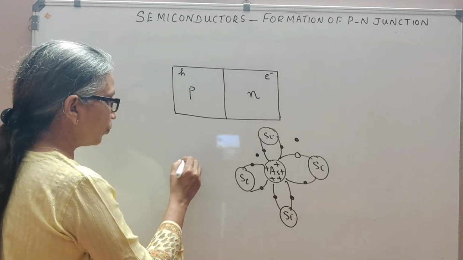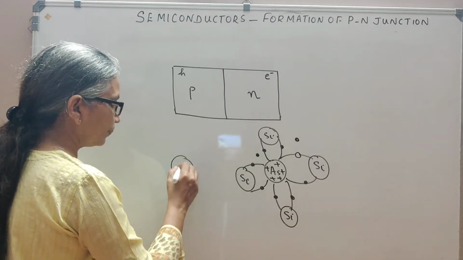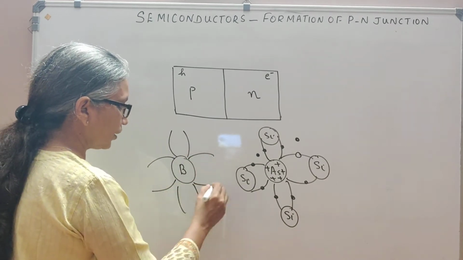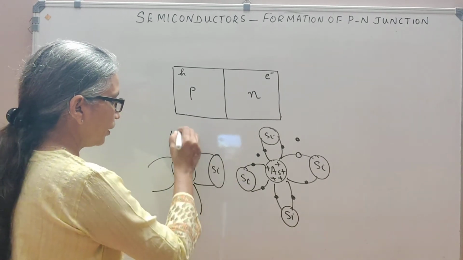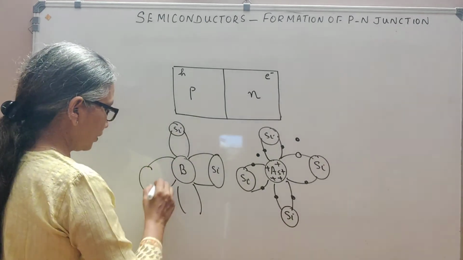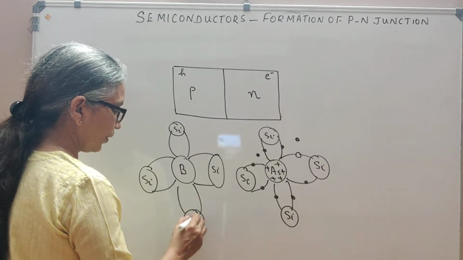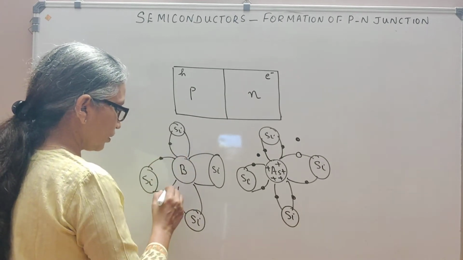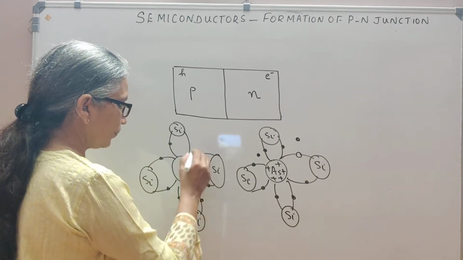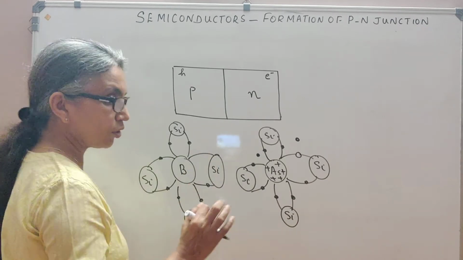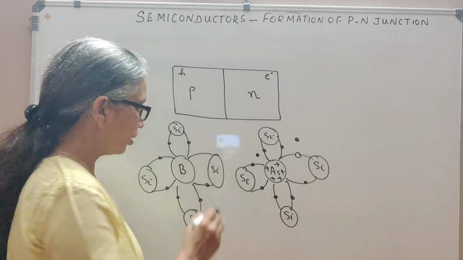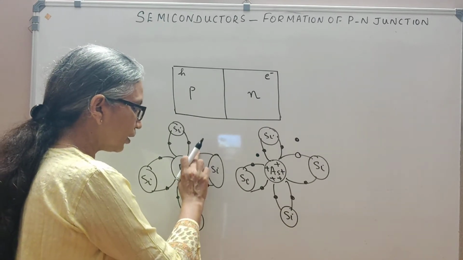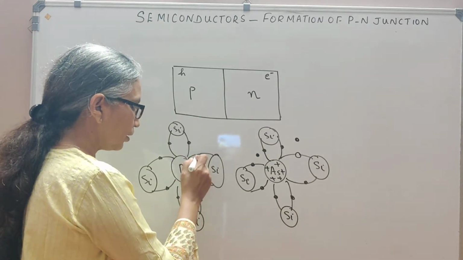Similarly, on the p side, we have doped it with, let's say, boron. And boron is sharing its electrons with the neighboring silicon. We have silicon here, here, here, and also here. I've just drawn one boron. Now, here we have a complete octet like this. The problem is boron has only 3 valence electrons. So 3 of them have contributed to the covalent bonding. But here there is a vacancy.